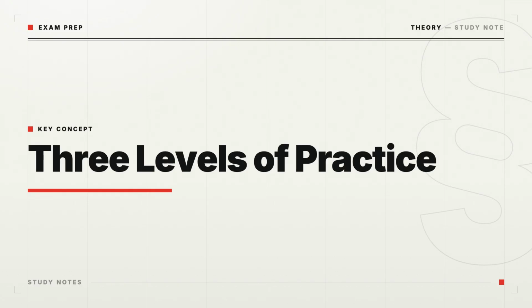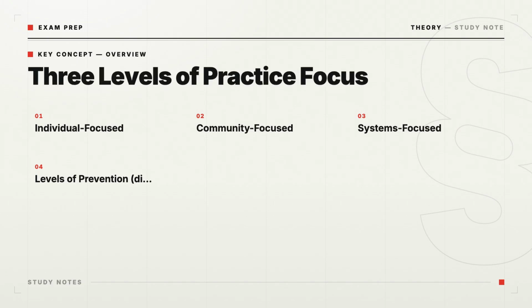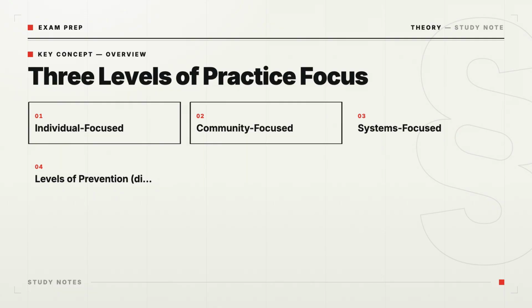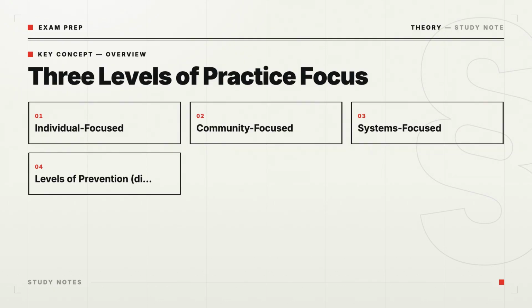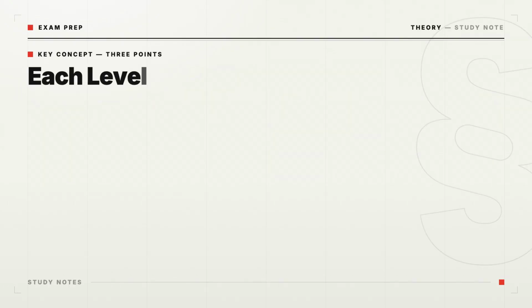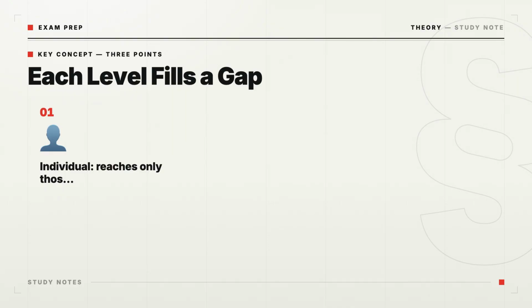Public health nursing operates at three levels of practice focus, and recognizing this pattern is a core skill. Individual focused practice changes knowledge, attitudes, and behaviors of individuals and families. Community focused practice changes community norms and awareness. Systems focused practice changes organizations, policies, and laws. This is a separate axis from levels of prevention, which name timing relative to disease rather than the target. Each level alone has a predictable failure mode. Individual work evaporates when funding ends. Community work shifts norms without guaranteeing access to services.